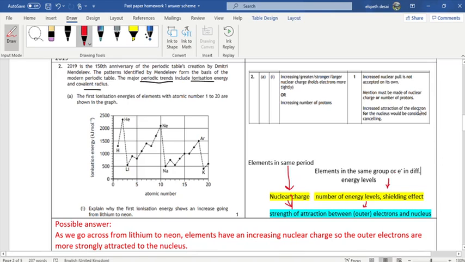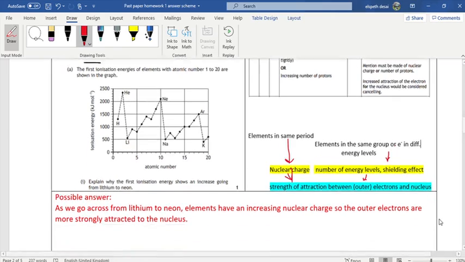And you mustn't get confused and think that it's to do with electrons somehow having magically more attraction for the nucleus. It's to do with increasing nuclear charge, and that's what leads to the stronger attraction between the electrons and the nucleus. I hope that makes sense.